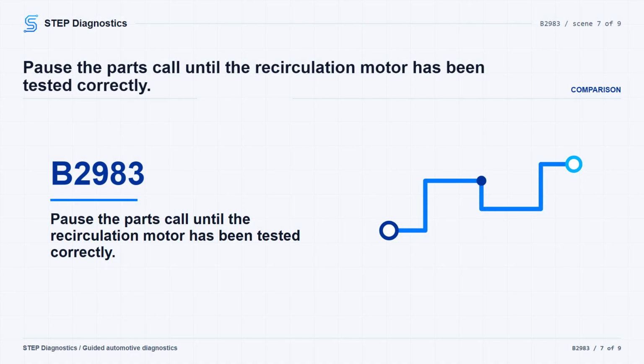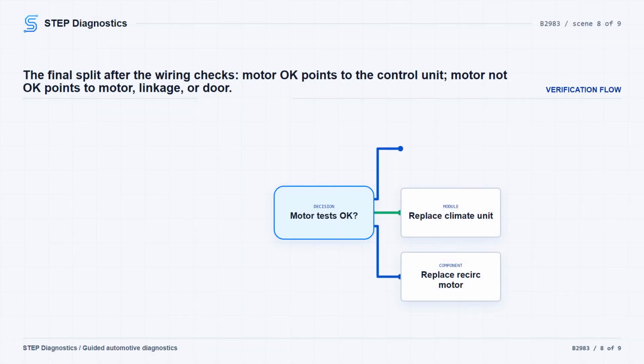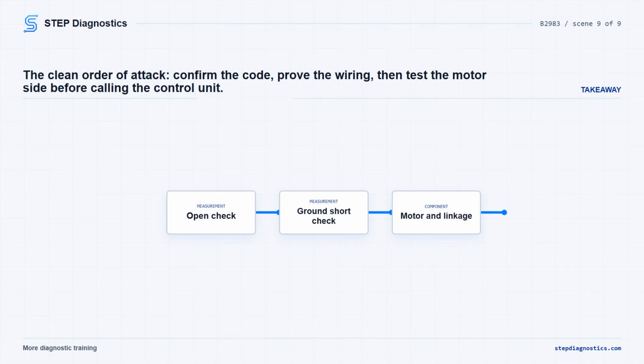At this point, test the recirculation control motor. The detailed motor test steps are not available here, so do not guess at that part of the diagnosis. Pause and make sure you have the correct motor test before making the final call. If the recirculation control motor tests okay after the wiring has already passed, replace the climate control unit. If the recirculation control motor does not test okay, replace the recirculation control motor, or repair the recirculation control linkage or door as needed. After the repair, verify the repair and confirm the code stays gone.